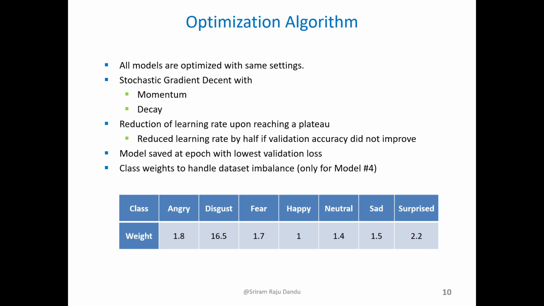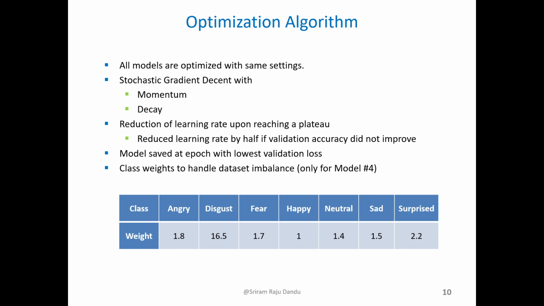Now coming to the optimization algorithm, all models are optimized with the same settings. Stochastic gradient descent with momentum and weight decay was used. I also reduced the learning rate by half if validation accuracy has not improved in the last 10 epochs. I saved the models at the epoch with the least validation loss. And only for model number 4, I added class weights like I previously mentioned.